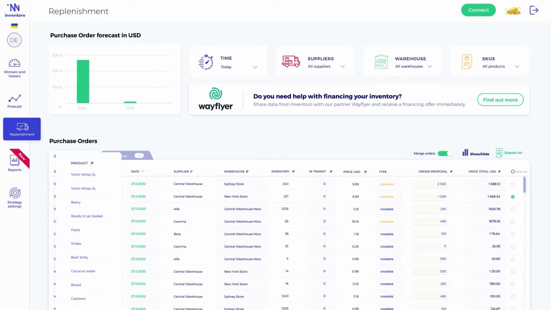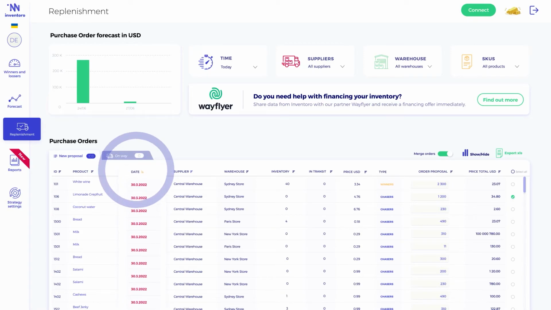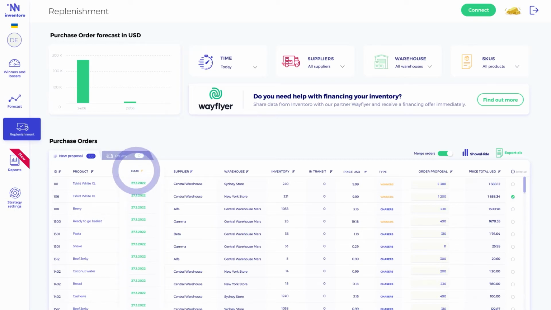Here, you can see the names of the products which need to be ordered from your suppliers. Here you find the date we suggest you place an order. Red-colored date is a signal of high stockout risk. React fast so you will have enough items to sell. Green-colored date is a signal of low stockout risk. Don't panic, but keep an eye on it.